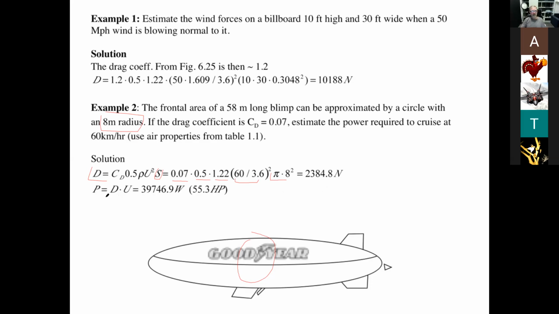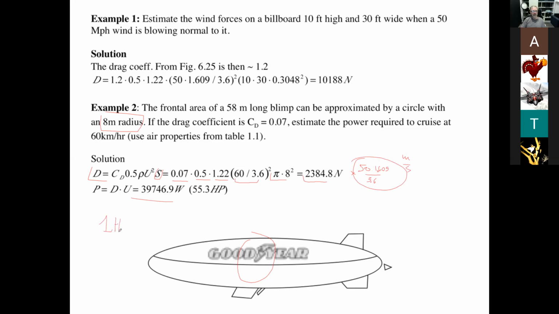How much is the power? It's the force to push it, 2,000 or so, multiplied by the velocity. How much was the velocity? We said it's 50 miles per hour. So it's going to be 80.5 kilometers per hour, divided by 3.6, and that's meters per second. You multiply it, and you end up with that. 1 horsepower.